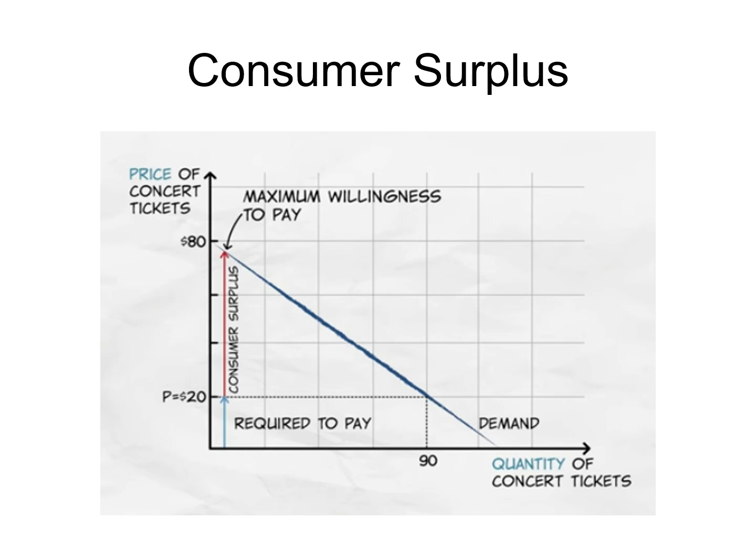Consider this downward sloping demand curve for concert tickets. In this example, the market price of a concert ticket is $20. The buyer represented here is willing and able to pay $80 for the concert ticket. For this individual, their maximum willingness to pay is $80. What they are required to pay, the market price, is $20, and the difference is their consumer surplus. 80 minus 20, $60. This buyer receives $60 worth of consumer surplus or additional utility by attending the concert.